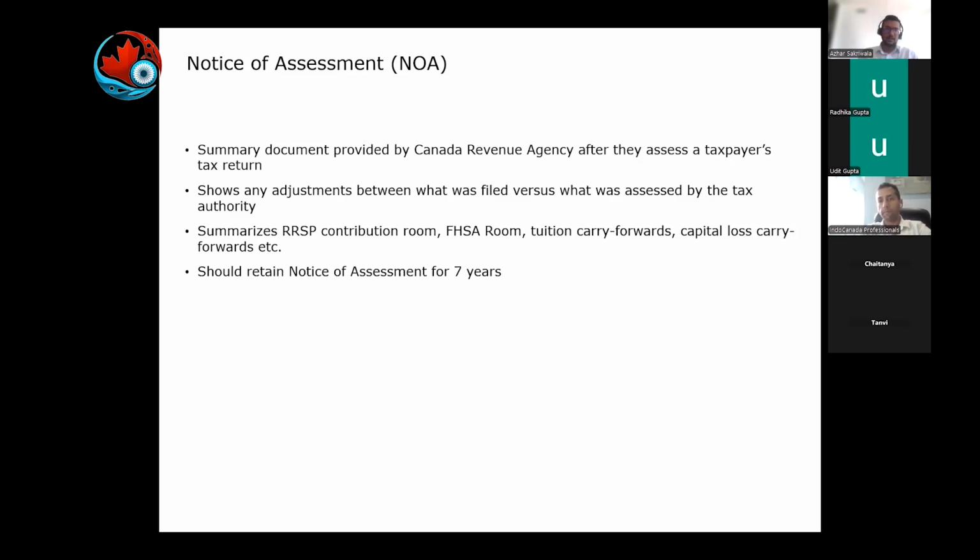As per law, you need to retain the notice of assessment for 7 years. But now, since all of these notices are issued electronically, you can always retrieve any of your past notices of assessment on the CRA portal.